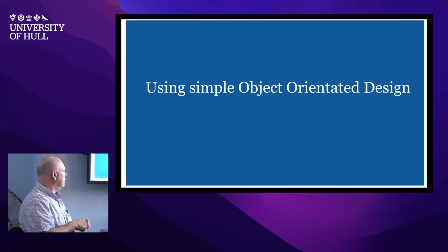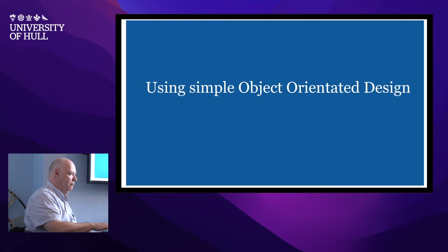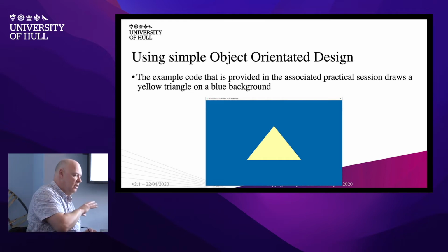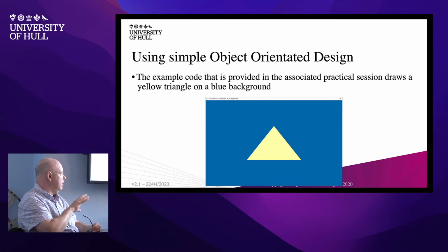So the practical session you're going to start when I shut up is for you to create a very simple OO thing. The example code that you're going to start with renders a really exciting yellow triangle on a blue background. Now, purposely, all of the practical work is just using a single, or maybe a few triangles, but it's just using triangles.